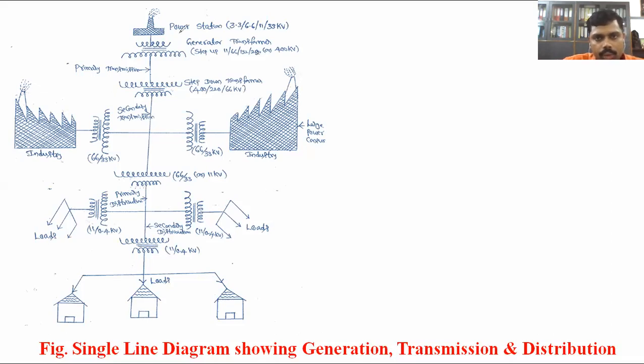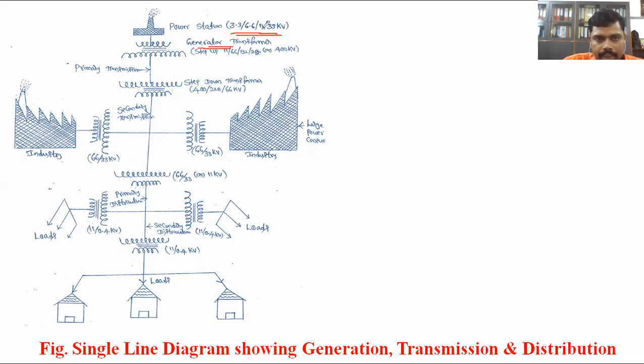Now you can see this is the structure of the power system. In the power plant, we are generating the power at 3.3 kV, 6.6 kV, 11, and 33 kV. Once we generate the power, we need to send it to the consumer via transmission and then distribution lines. Here we are using the generating transformer, that is the step up transformer. The step up transformer we use only in the generating station. In all the remaining places we use the step down transformer.